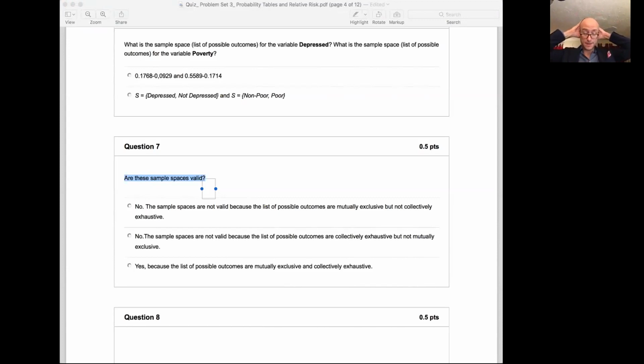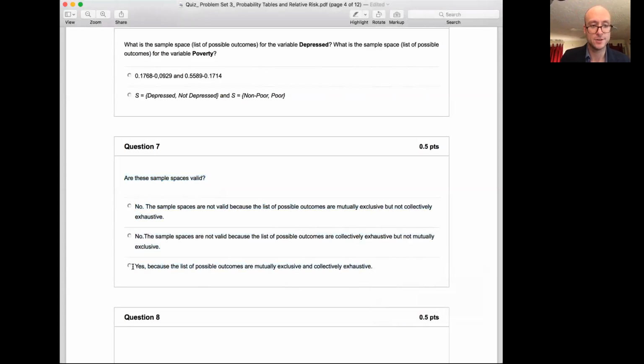Because it has two attributes. One is that they are mutually exclusive. And the second one is that they are collectively comprehensive. What a mouthful. Mutually exclusive, collectively comprehensive. Let me explain. So there we are. That's the yes.